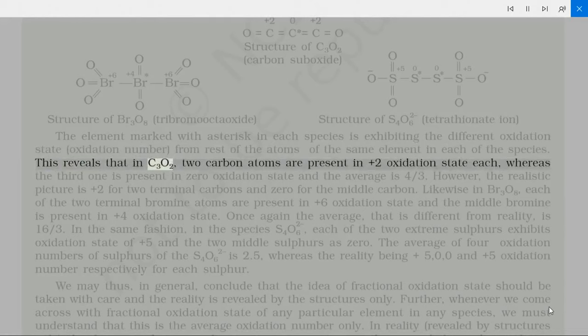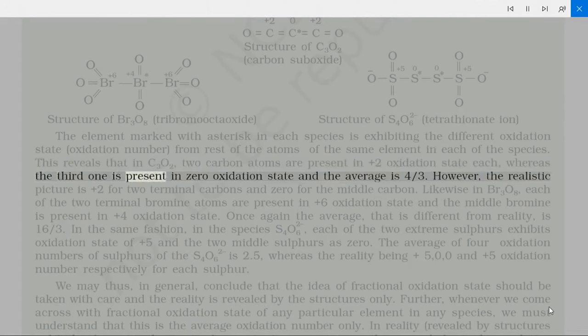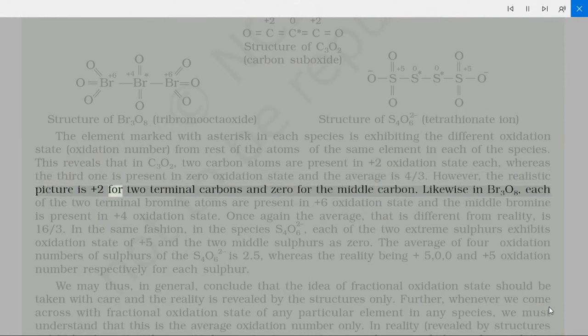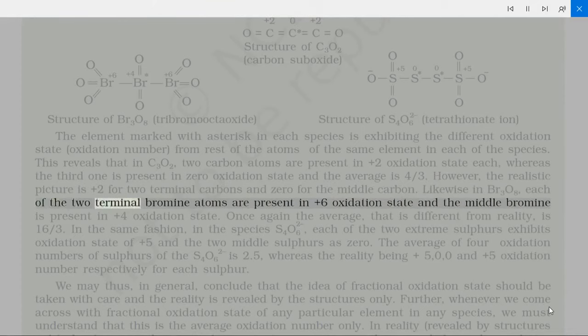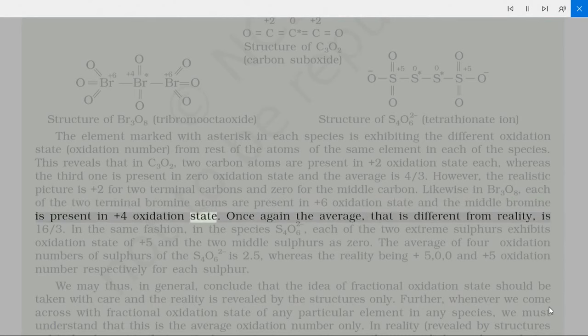This reveals that in C3O2, two carbon atoms are present in +2 oxidation state each, whereas the third one is present in 0 oxidation state and the average is 4/3. However, the realistic picture is +2 for the two terminal carbons and 0 for the middle carbon. Likewise in Br3O8, each of the two terminal bromine atoms is present in +6 oxidation state and the middle bromine is present in +4 oxidation state.